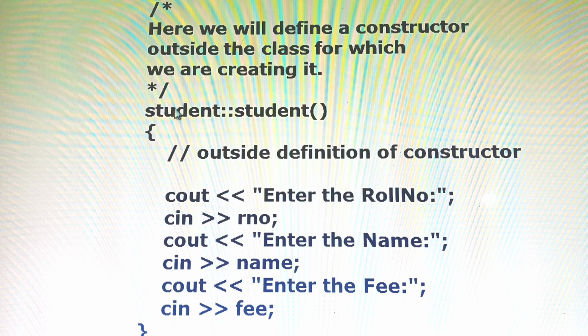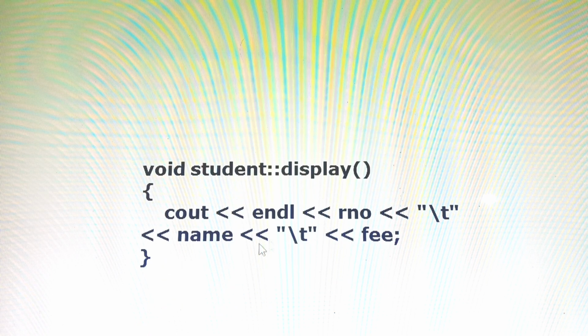Next is the implementation of display. Here, void student display, to print the above details: roll number, name, and fee. Now the two functions, constructor and member function, are declared, which we did in the class. The definition of the functions is outside the class. In the main program we have to call it.